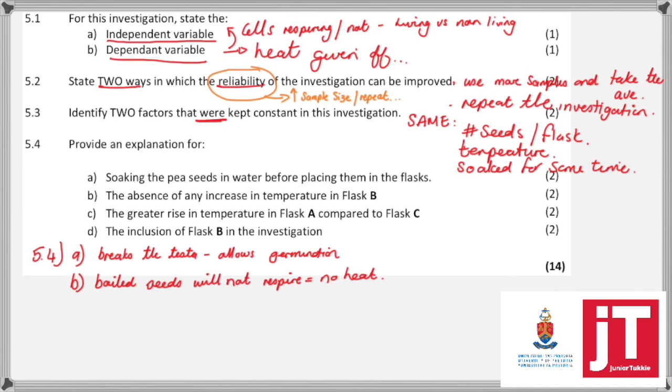Question C. Provide an explanation for the greater rise in temperature of flask A when compared to flask C. So let's revert back. What was the big difference there? Remember I asked you about this before? Right, in flask A, there was the possibility of microorganisms still being present on those seeds, and they also respire, which means they can add to that heat that is being produced in the flask. Whereas flask C had the sterilized pea seeds.